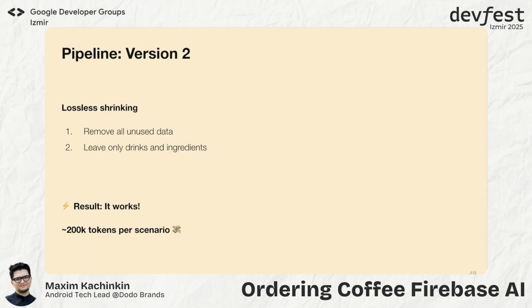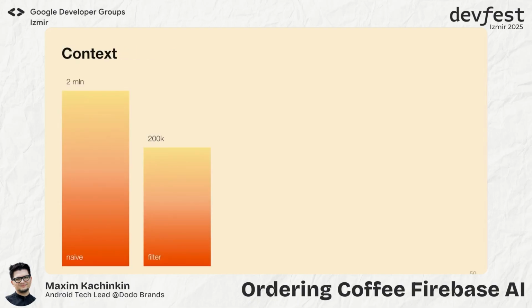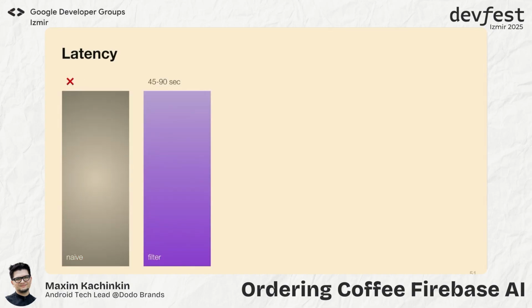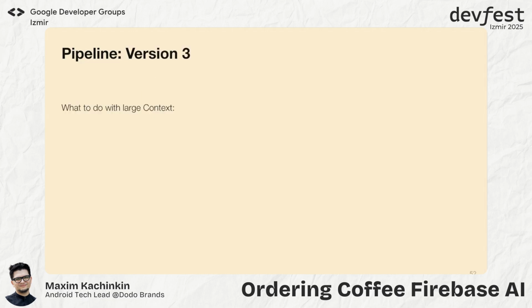Well, it's a pretty big number, but it works right now, and I can put it on the graph. As you can see, the scale is not linear, on purpose. But we go from 2 million to 200K, it's already good. And now we can check the latency. At this point, we have a latency of about a minute and a half. It's good for a demo, for a presentation, but no one actually waits that long for a coffee.